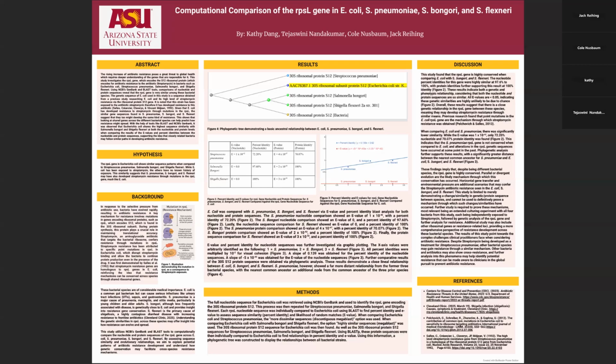Notably, E. coli shared the highest sequence similarity with S. bongori and S. flexneri, highlighting how closely related bacteria may evolve similar resistance mechanisms. This demonstrates the value of comparative genomic tools in predicting the spread of antibiotic resistance.